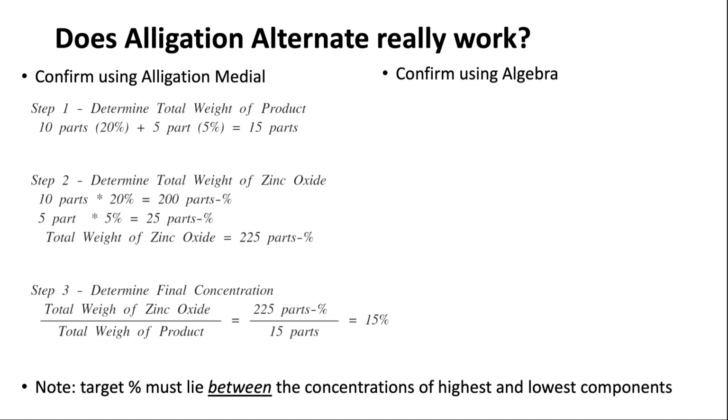This is where a little bit of the magic comes in, is that our units can cancel, the units of parts. So parts percent divided by parts, the parts will cancel, and our final remaining unit will be percent. So if we just take our numbers, which is 225 divided by 15, our numeric answer is 15, and the remaining unit is percent. So we've basically proven using the Alligation Medial that if we take 10 parts of 20% plus 5 parts of 5%, add those together, the final concentration will be 15% of any weight that we compound. And so we have proven that our Alligation alternative method works by showing it works using the Alligation Medial.